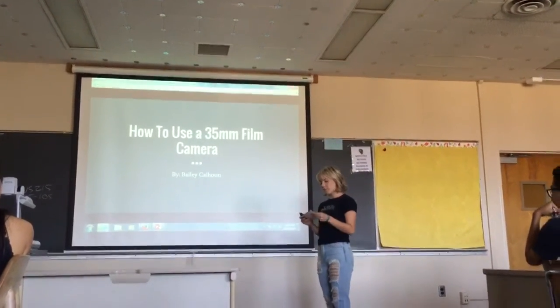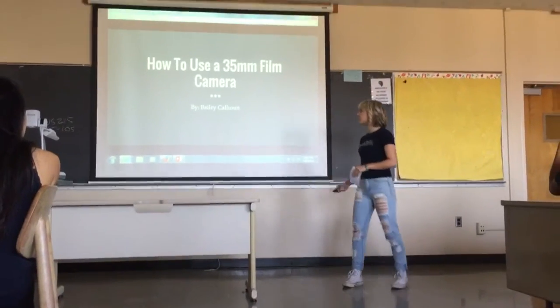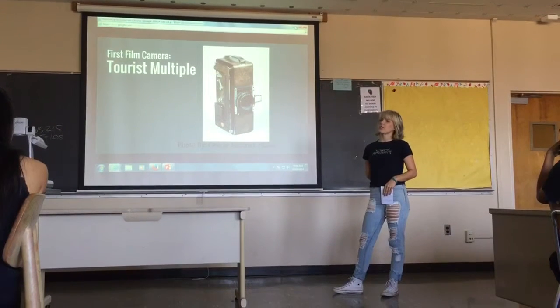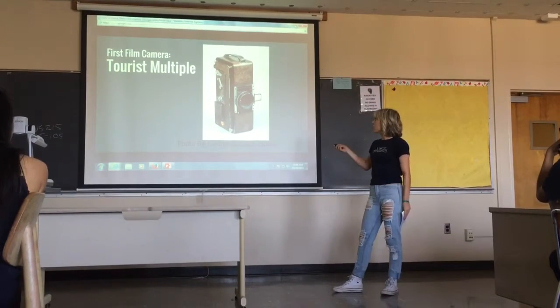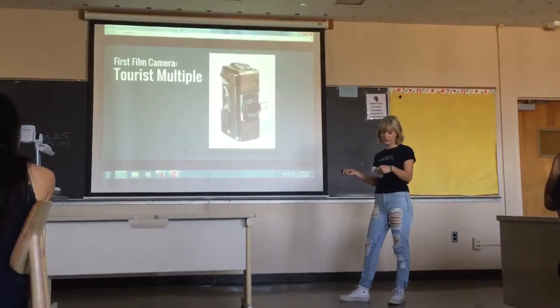So in a book by Craig Elise titled Basic 35mm Photo Guide for Beginning Photographers, he states that the first camera was the Taurus Multiple and it was introduced to the general public in 1913. So this is it. It looks like this. And then this photo is by George Eastman House.